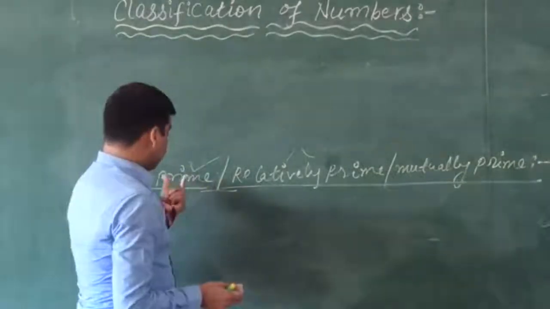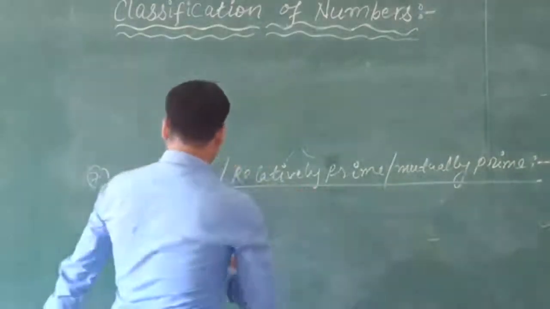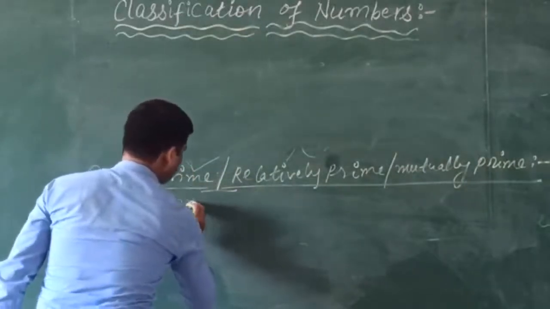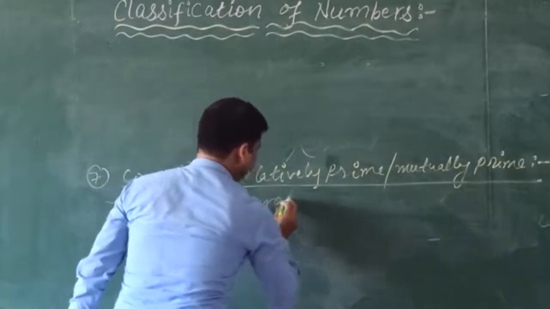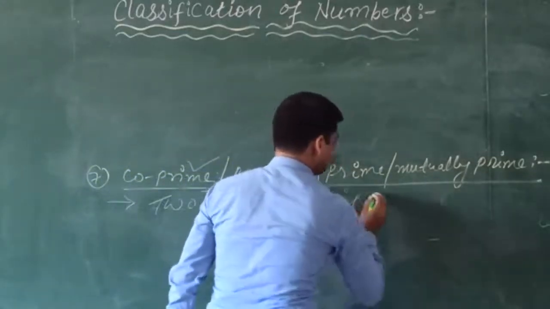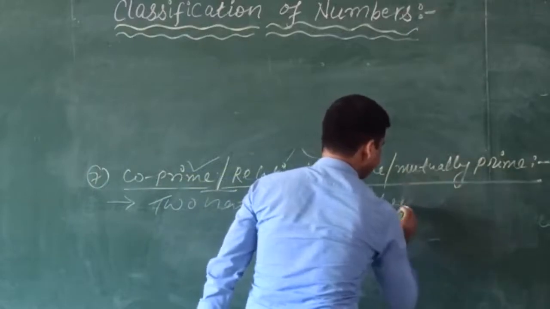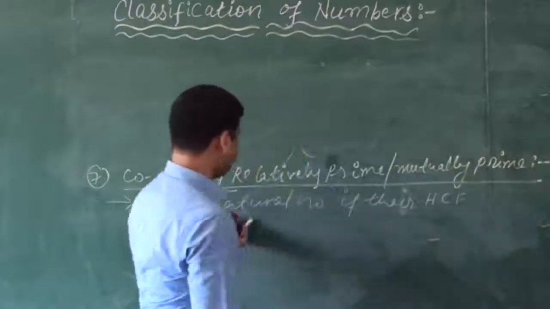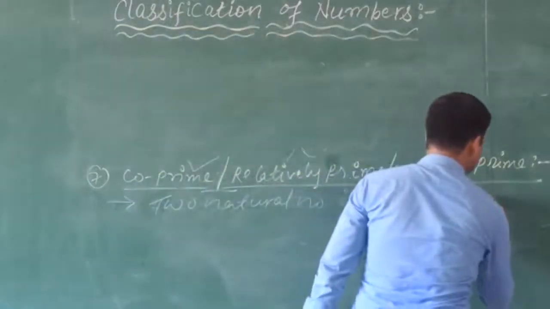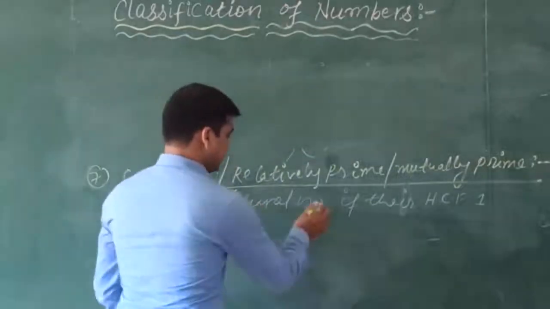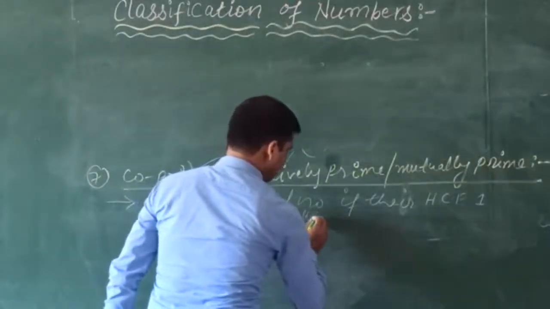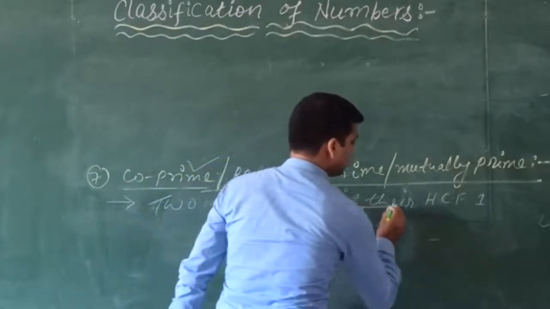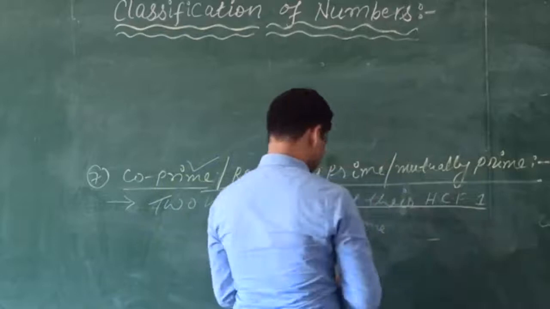Co-prime. Now see this here. Co-prime, or relatively prime, or you can say mutually prime. So what is co-prime? If two natural numbers have their HCF equal to 1, they are called co-prime. This is the condition, and it is an important condition.